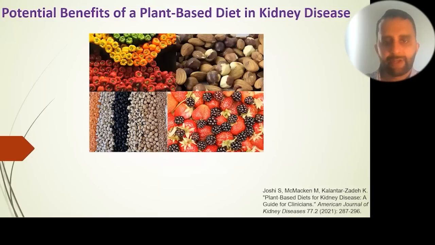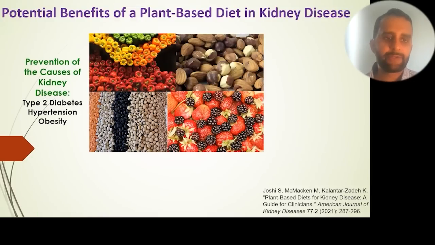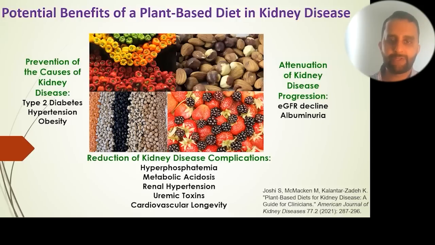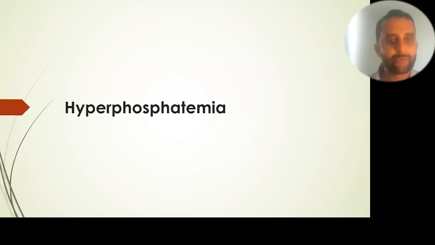So going back to this, there are several potential benefits of a plant-based diet in kidney disease. We talked about how plant-based diets could affect the causes of kidney disease, including diabetes, hypertension, and obesity. We talked a little bit about the progression of kidney disease. And then next, we're going to move on to the complications of kidney disease, the first of which is hyperphosphatemia, which translates to an increased phosphate level.